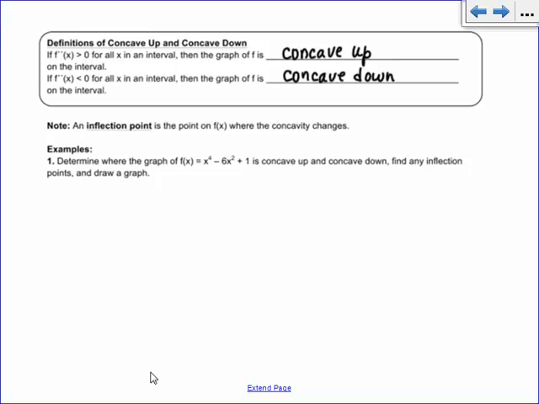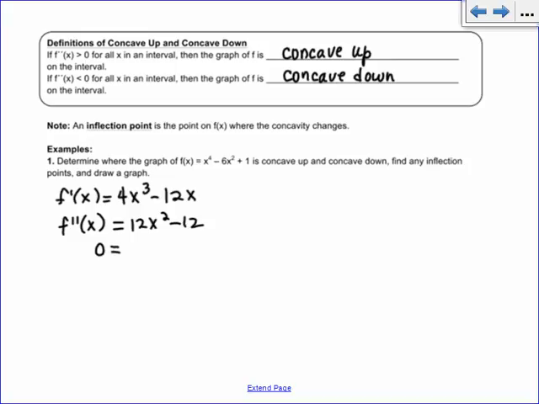All right, so number 1 says determine where the graph of f of x equals x to the 4th minus 6x squared plus 1 is concave up and concave down. Find any inflection points and draw a graph. Okay, so we're going to go ahead and find the first derivative. So I get 4x cubed minus 12x. And then I find the second derivative, which is 12x squared minus 12.